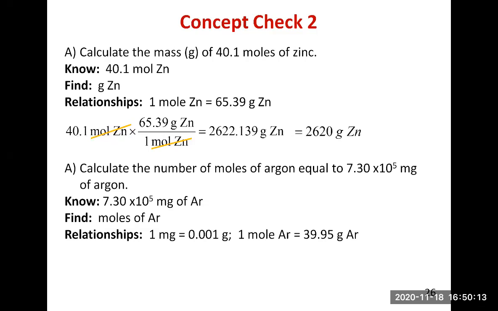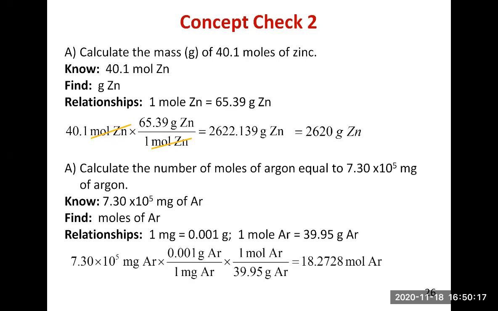Because we start with milligrams of argon, so we have 7.30 times 10 to the 5th milligrams of argon, we will multiply by the first conversion factor that will convert the milligrams into grams. And so because we start with milligrams, you want the 1 milligram on the bottom and the 0.001 gram on top. This way, the milligrams cancel.